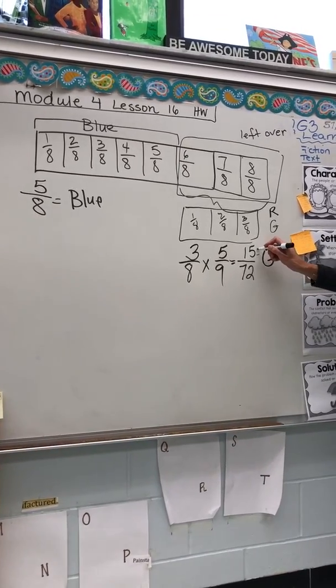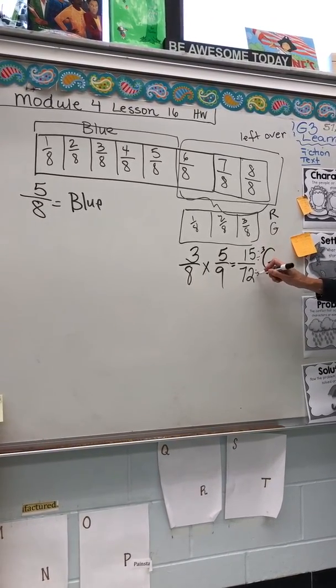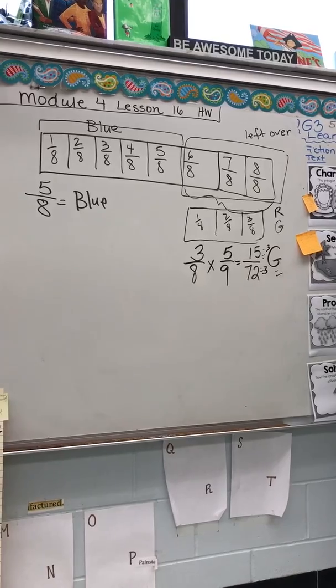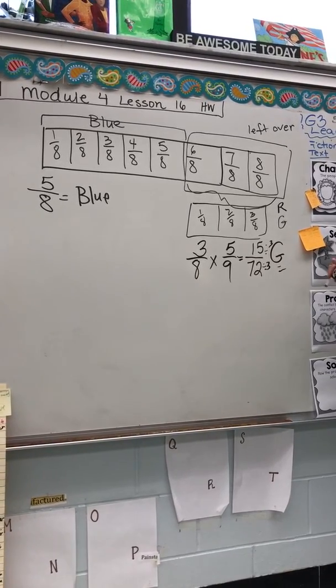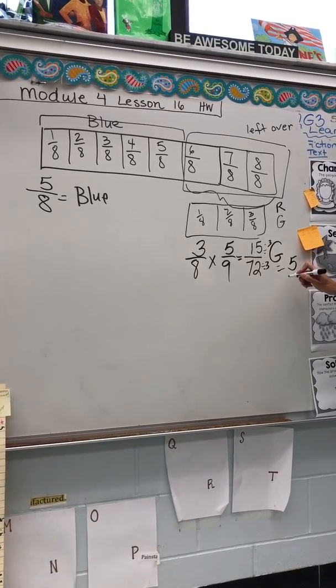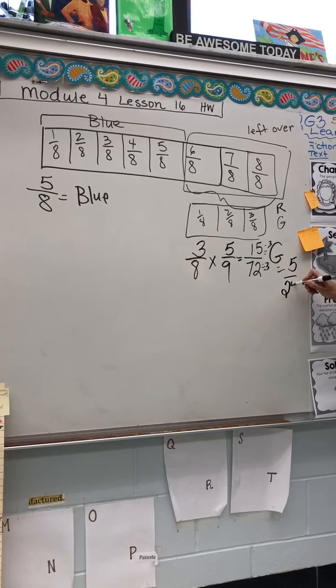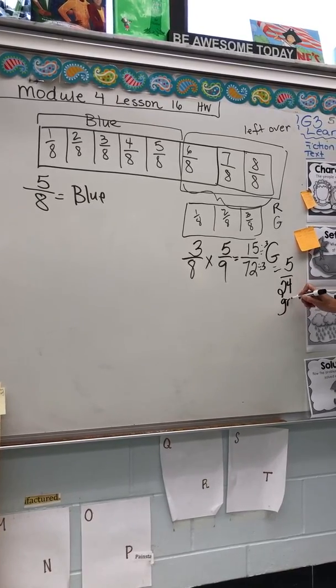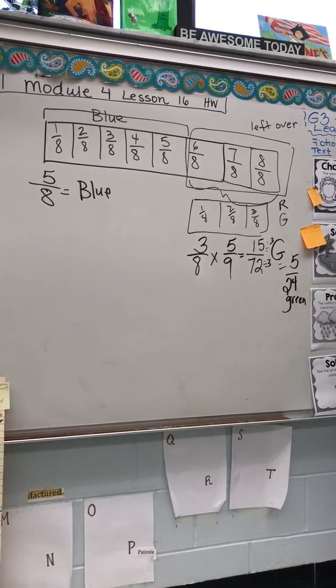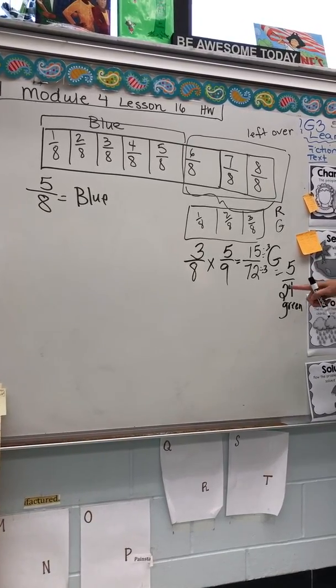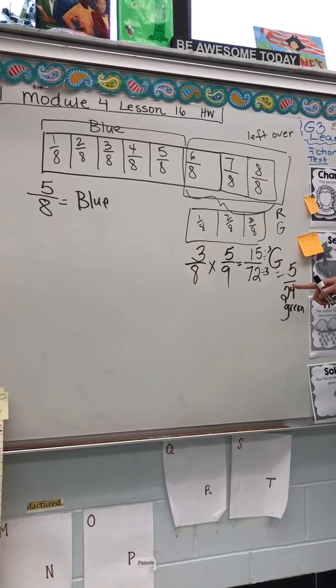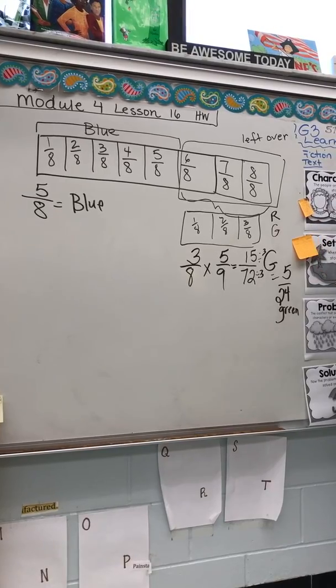So we're going to simplify by 3. And what we end up with is 5/24 is for green. Now here's the struggle. We still don't know what that number equals. We only know it as a fraction.